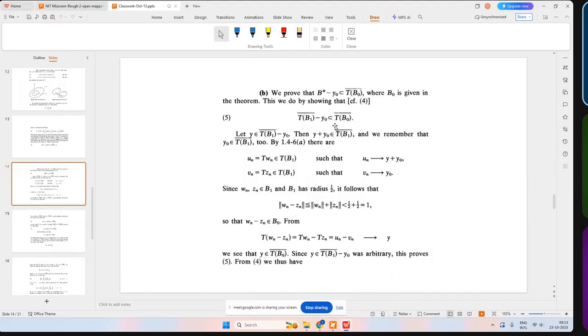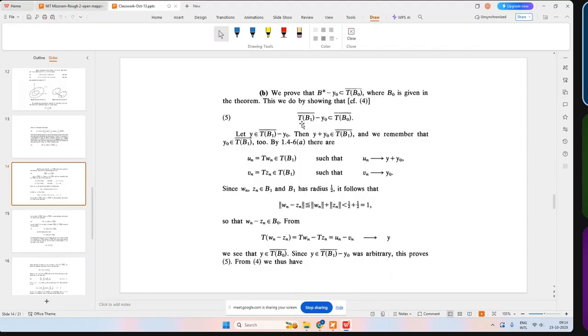So now we prove the B part. B part is not difficult anyway. We show that B star minus y naught is contained in TB naught closure. That's the thing that we proved by A, where B naught is given in the theorem. This we do by showing TB1 closure minus y naught is contained in TB naught closure. It's not a very difficult proof.